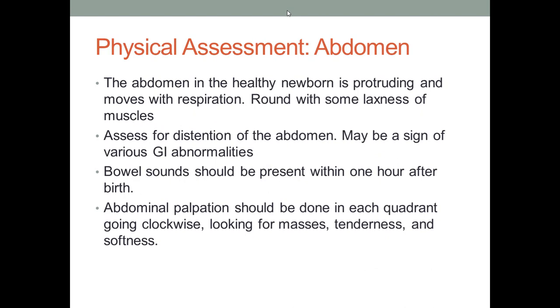Abdomen, their belly, we kind of talked about it. It's protruding. It moves with respiration. So a small hint if you're trying to count baby's respirations, put your hand on their belly, and watch how many times your hand rises, and that's their respirations.